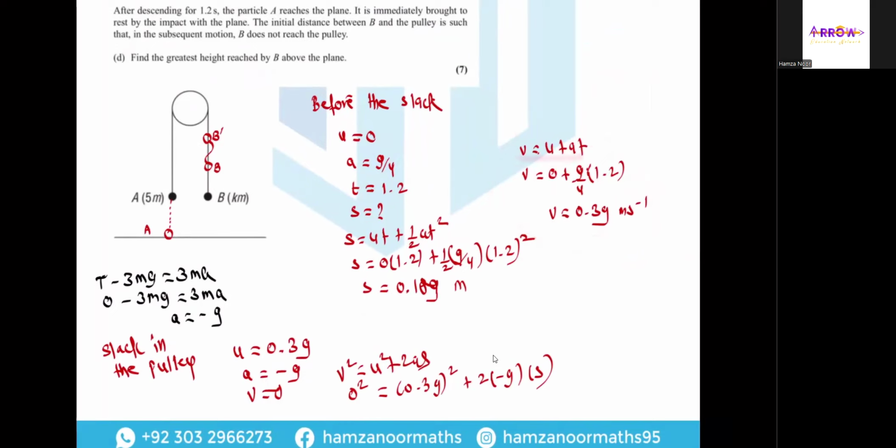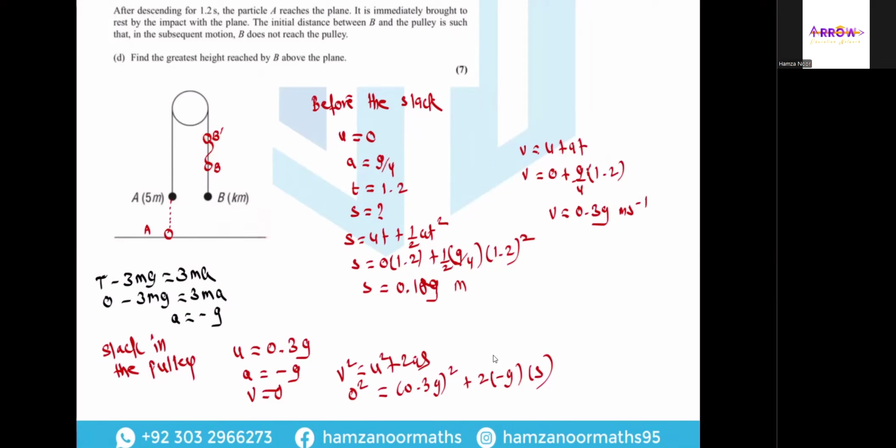So v is equal to u plus at. In place of u, I'm going to write 0, acceleration is g over 4, and time is 1.2 seconds. So v is 0.3g meters per second. When slack in the pulley occurs, particle B goes vertically under the motion of gravity. In that motion, the acceleration due to gravity is minus g meters per second squared.